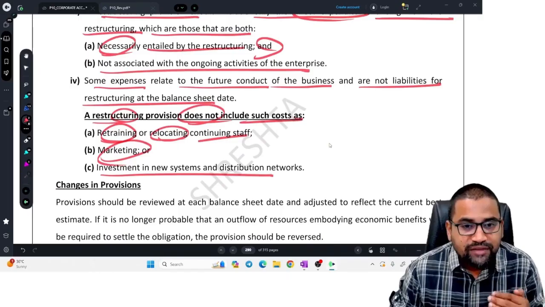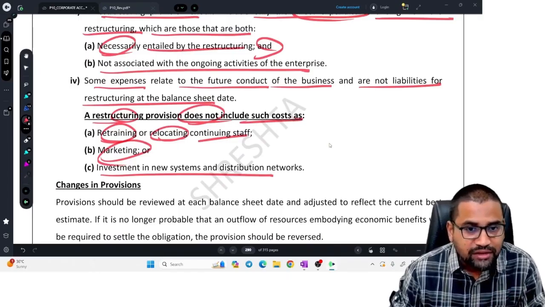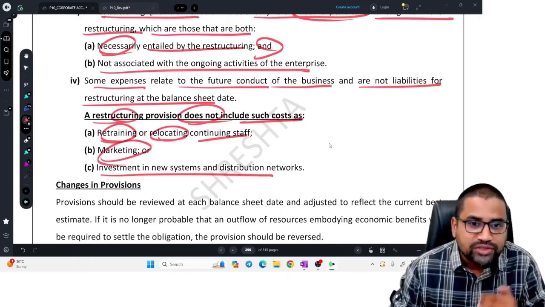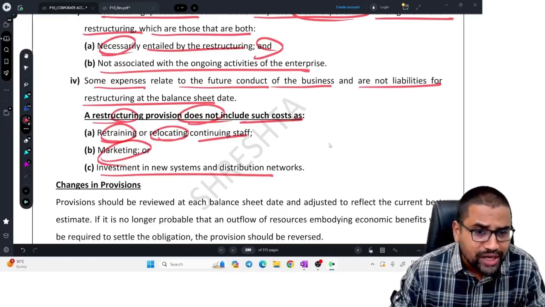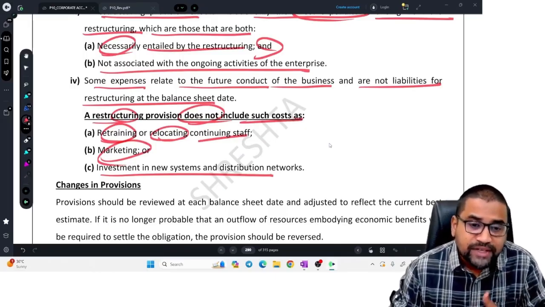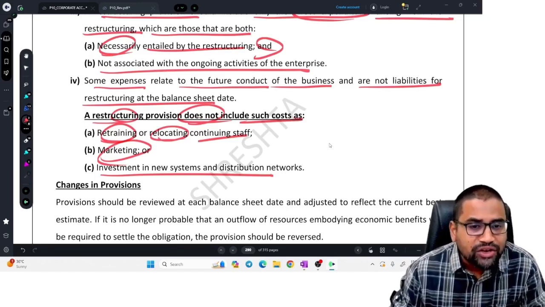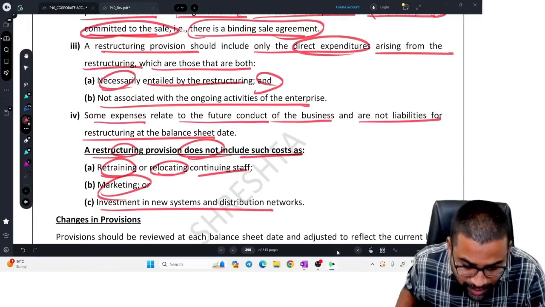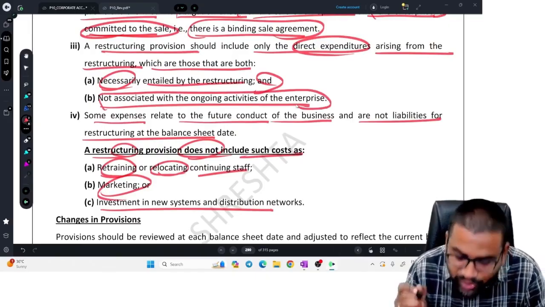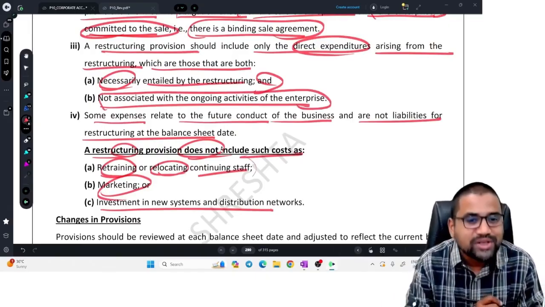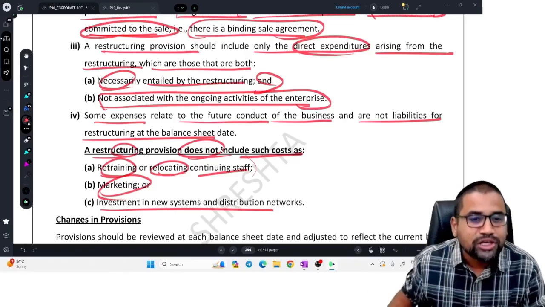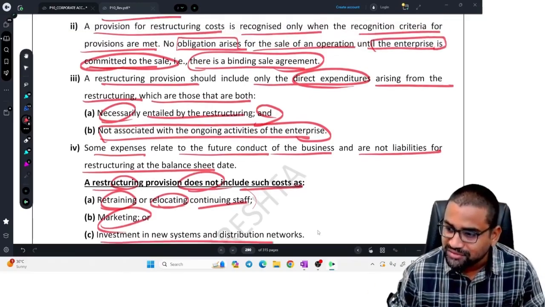Tell me, your staff, you need to continuously give training and you need to relocate them from one place to another. Wherever you require, you can relocate them. Marketing expenditure, investment in new systems, investment in distribution networks. They are all part of the continuing activities, and in the above line they said not associated with the ongoing activities. These are all ongoing activities of the company. Therefore, they should not be included as a part of the restructuring provision.